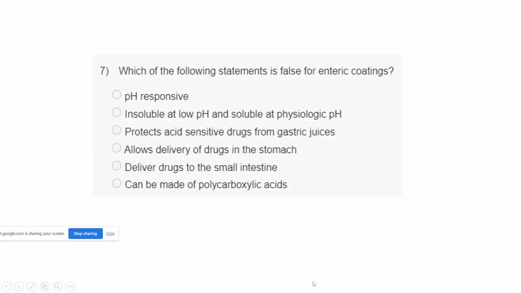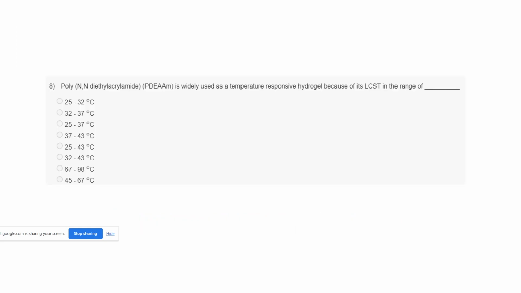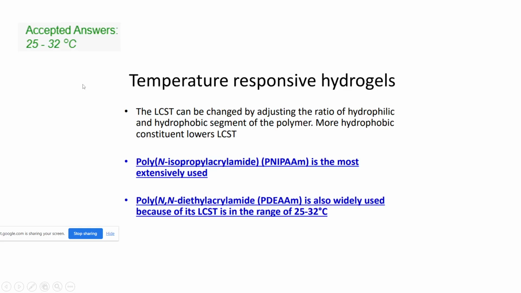Which of the following statements is false for enteric coatings? The correct answer would be that it allows delivery of drugs in the stomach. It prevents delivery or degradation of drugs in the stomach. The eighth question was: poly-N,N-diethylacrylamide is widely used as a temperature responsive hydrogel because of its LCST in the range of, so here 25 to 32 degrees Celsius will be the correct option. This has an LCST in the range of 25 to 32.